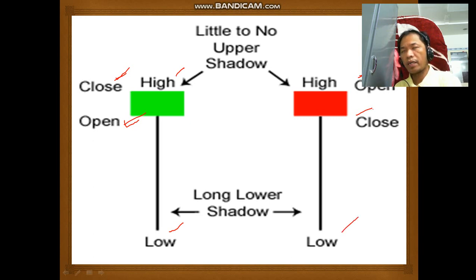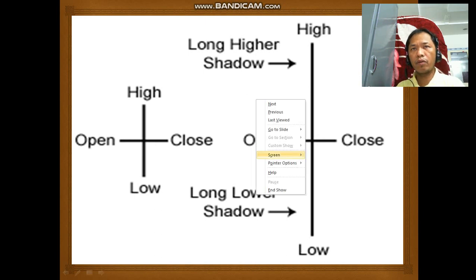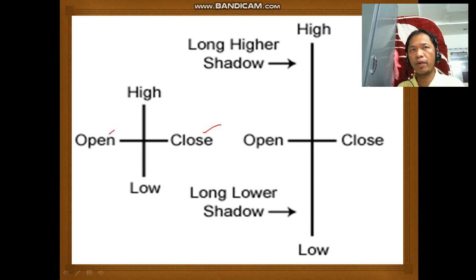Next one here, there is no color of the candle. Why is there no color? Because the opening price is the same as the closing price. This is the high of the day and the low of the day. Here also, this is the high price of the day and the low of the day, but there is no color because the opening price is the same as the closing price.